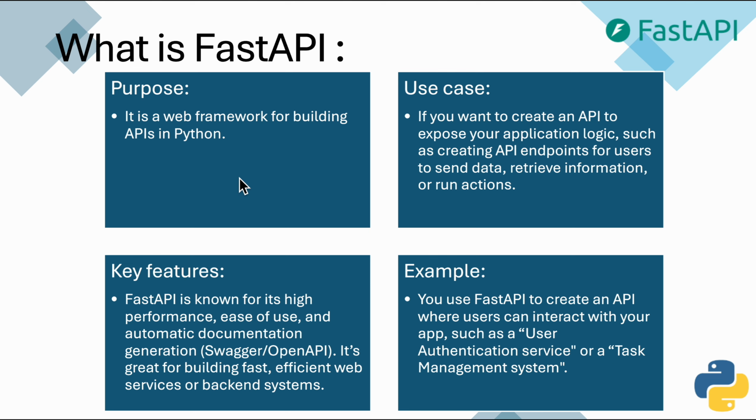So, key features. FastAPI is known for its high performance, ease of use, and automatic documentation generation. Swagger or OpenAPI format is built in for FastAPI. Whenever you develop an API using the FastAPI library, when you run that server application, by default you will have documentation implemented for your APIs. It's great for building fast and efficient web services or backend systems.